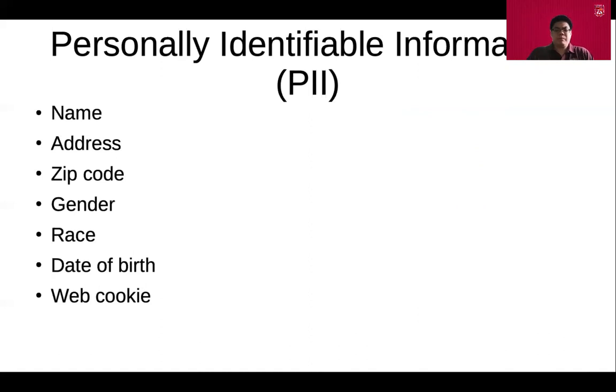So these are pretty straightforward. So things like your name, address, zip code, gender, race, date of birth, and cookie. So this is on the internet, on the web. So your cookies are also PII now. If you don't know about it, just knowing your zip code and date of birth is usually enough to identify a person. So that's good that these are PII. These are things that companies should not be collecting, or if they are collecting them, they have to have a lot of disclosure about that.